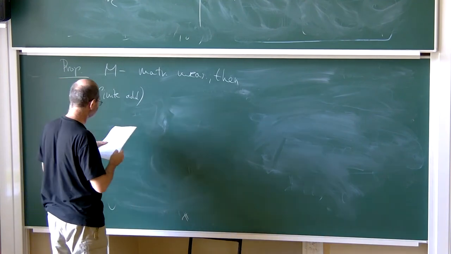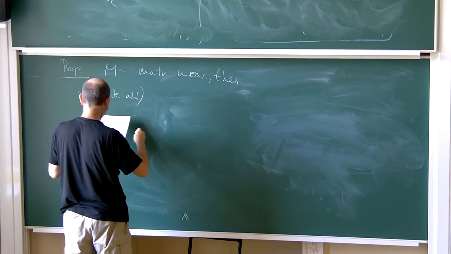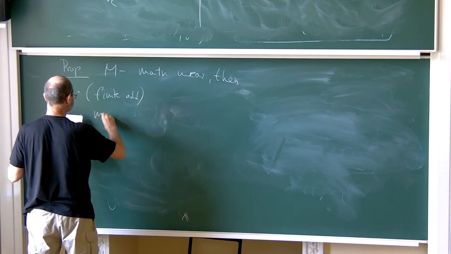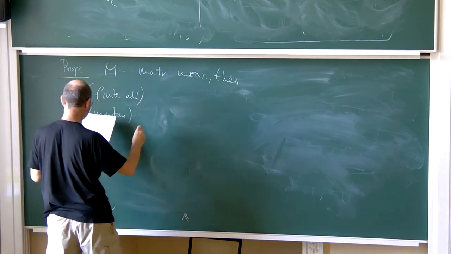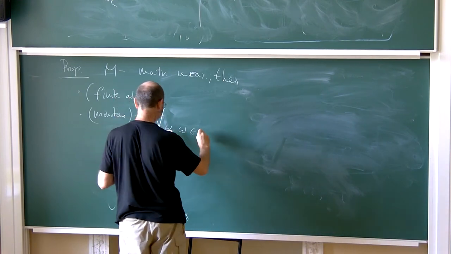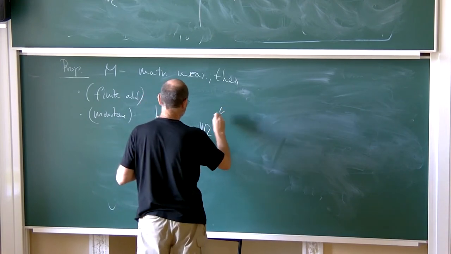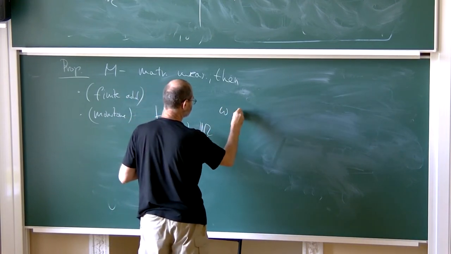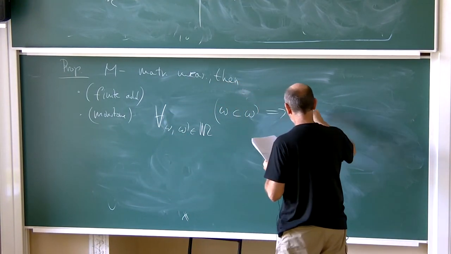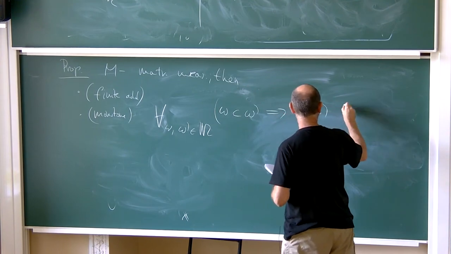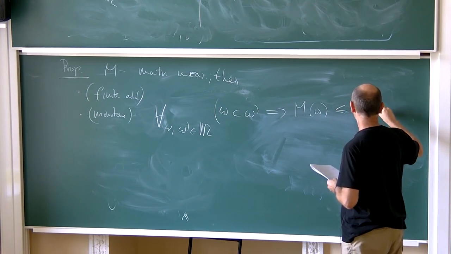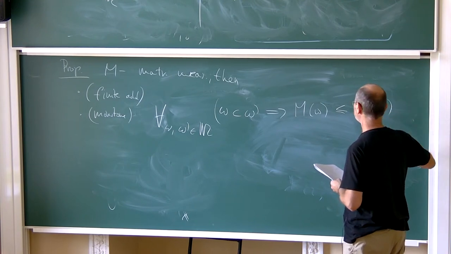It's very easy to prove. So this is finitely additive. I will not write what it means, you know what it means, I hope. And this is monotone. So I will write what it means. When we have two subsets from the sigma algebra, omega and omega prime, so when omega is included in omega prime, then M of omega is less or equal than M of omega prime in this sense.